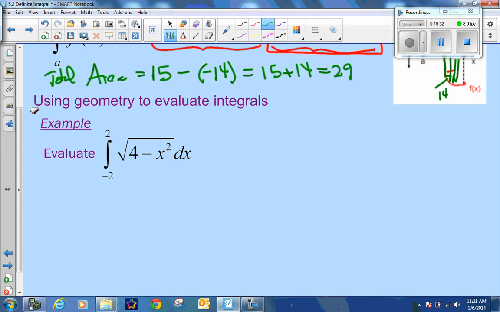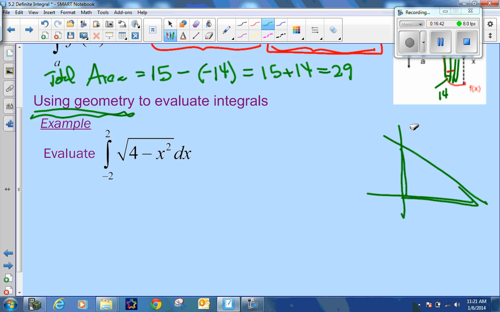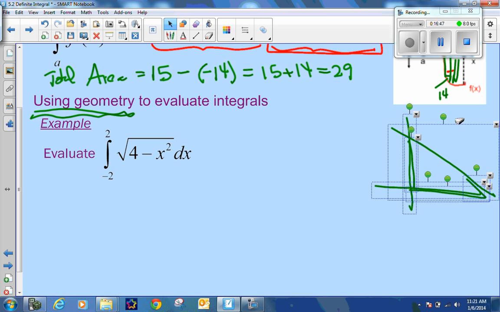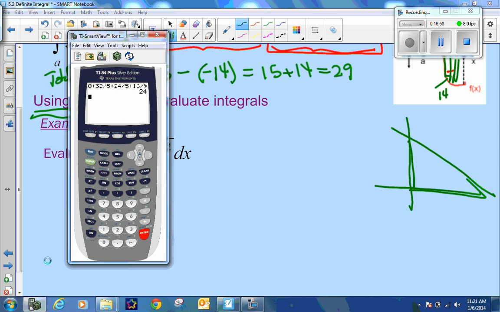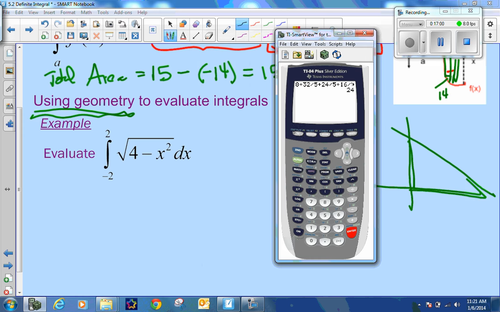Now, we're also going to use some geometry. Remember, in that one I did use geometry. I did base times height divided by 2, because it was a triangle. Well, let's take a look at this. I'm thinking that this is not going to be a triangle. While I'm pulling it up, what do you think it's going to be? Any guesses? Well, it's going to be half a circle.